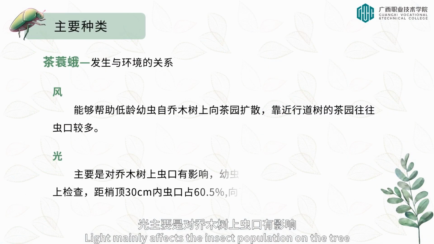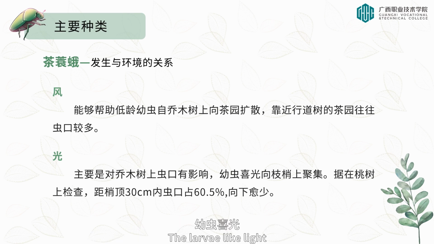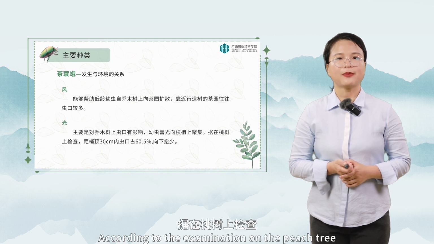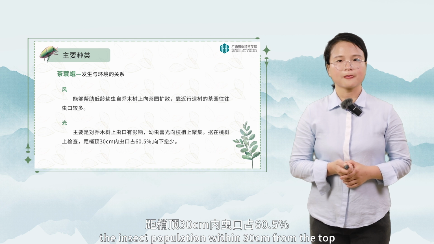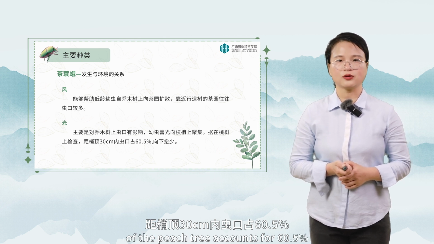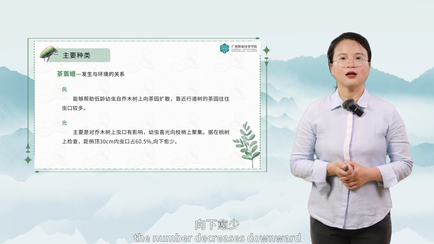Light mainly affects the insect population on the tree. The larvae like light, gather on the branches and tops. According to the examination on the peach tree, the insect population within 30 centimeters from the top of the peach tree accounts for 60.5%. The number decreases downward.